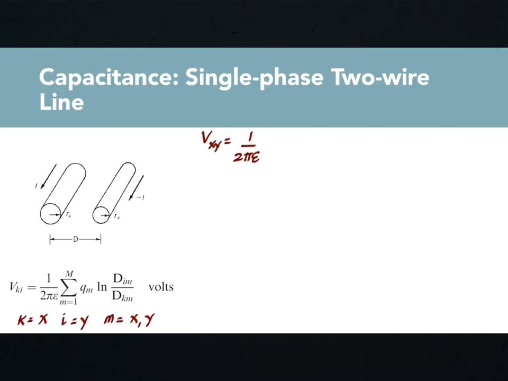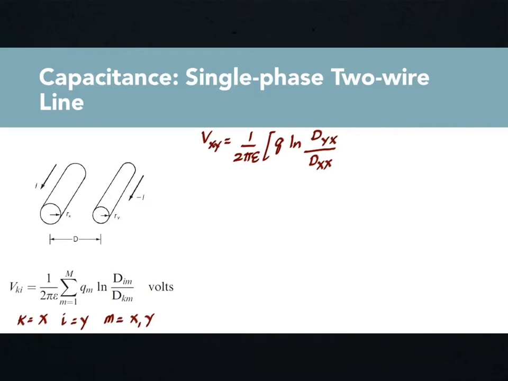So for QX and QY, we'll be using Q. In this case, our QM is just Q, because it is the same charge. So Q ln of DIM. What will be our DIM? Your I is Y, and your M here is X, because the charge we are considering here is positive, the Q on conductor X. So our M is X at this point, so that your DKM will be DXX.